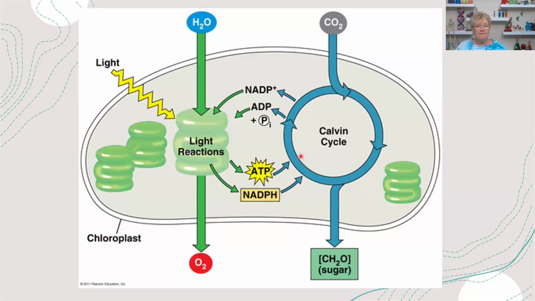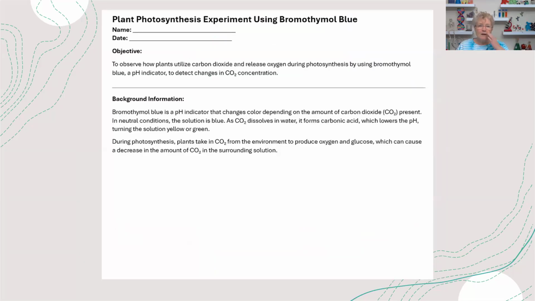All right. Now, if you're ready, let's do our experiment to see how all this works. Get your lab sheet out. Whenever you have a lab sheet like this, you always want to read the whole thing, so we're going to read it together. What is the objective of this lab? What are we trying to do? We're trying to observe how plants utilize carbon dioxide.